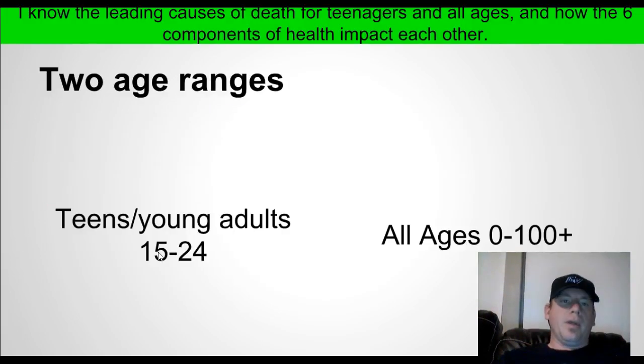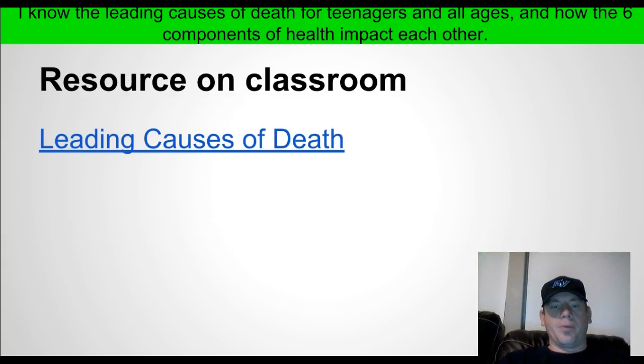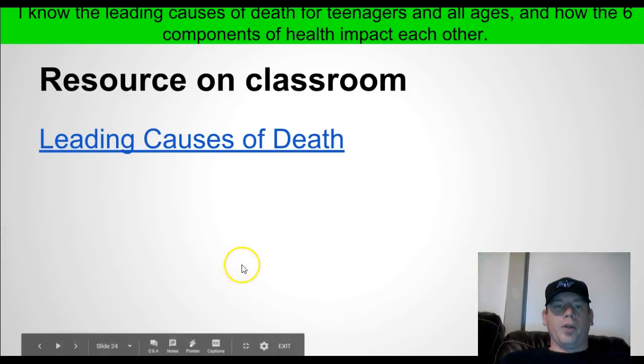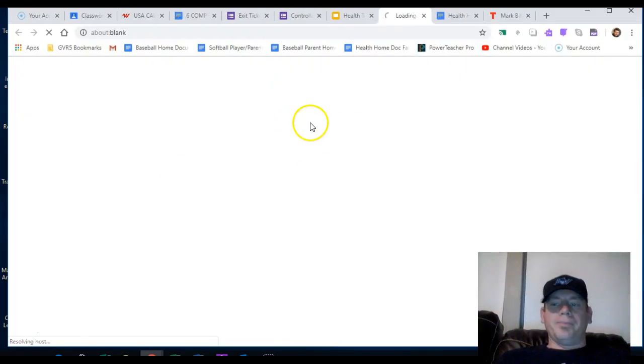Our objective is to know the leading cause of death for teenagers and all ages, as you see down here below, and how the six components of health, which we'll talk about later, actually impact each other. So jumping right in, we're going to click on this link. It's leading cause of death. It's a great resource. So I'll open this up.